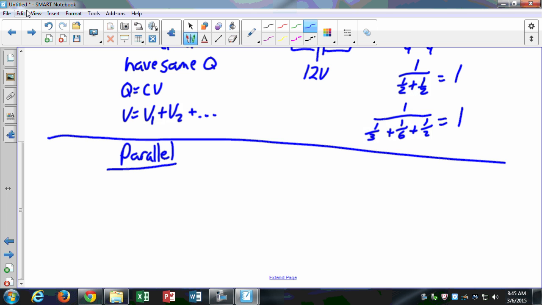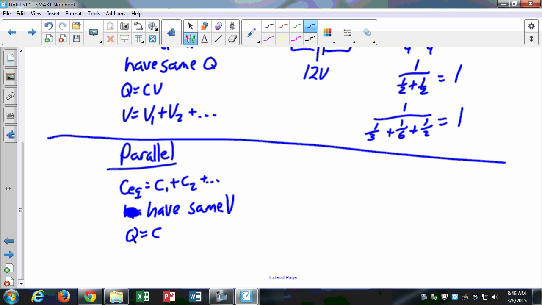All right, for capacitors in parallel, I have similar rules. I have the equivalent. They have the same voltage. Q is equal to CV. And then, we don't really use this one, but the equivalent charge is equal to the sum of the individual charges. That means whatever charge I have on that equivalent charge, adding up all the capacitors in parallel, they should add up to equal that.